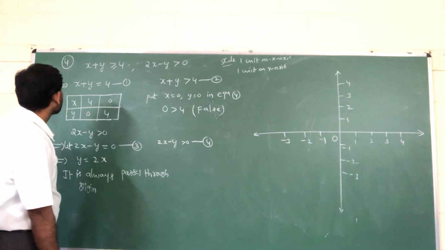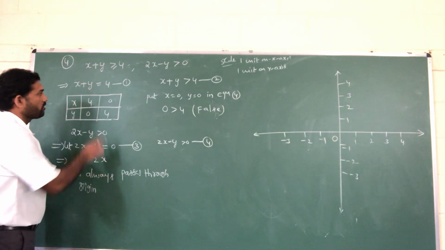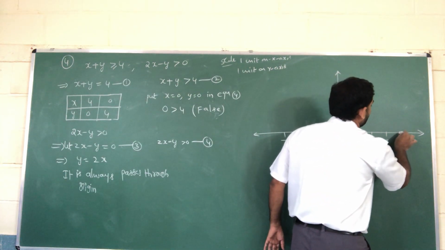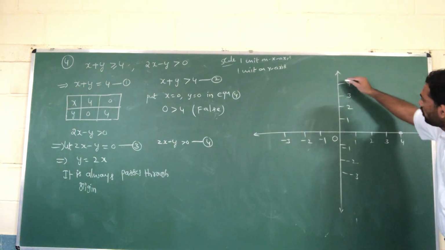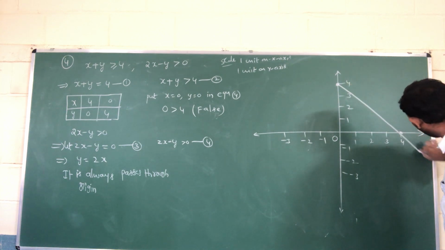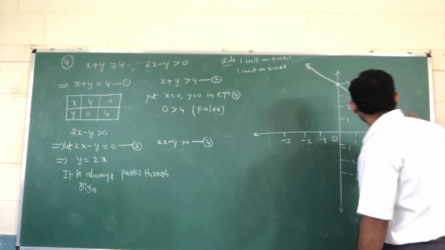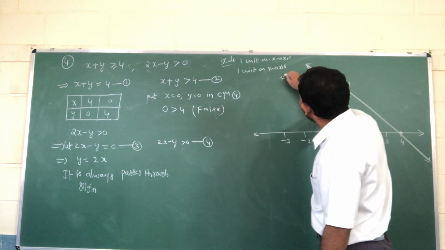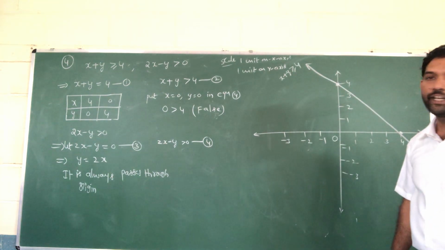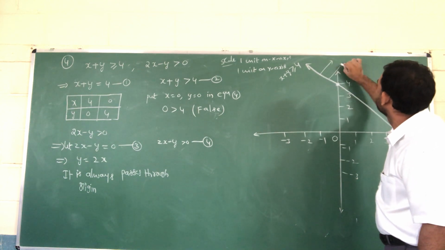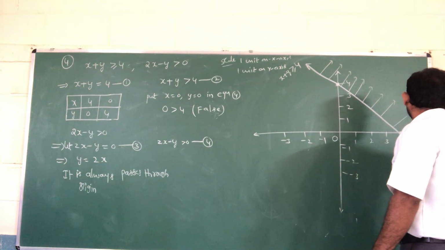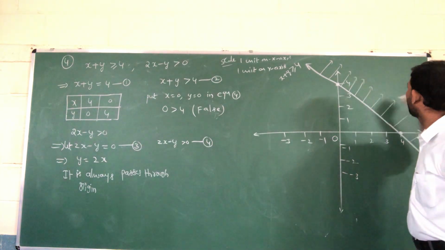Now take equation number 1. x equal to 4, y is equal to 0, the point is here. Next, x equal to 0, y is equal to 4, this point is here. Join with a dark line only. So what is that? x plus y greater than or equal to 4. Where we have to shade, it is false means the solution is above the line. Above the line. The solution is here.